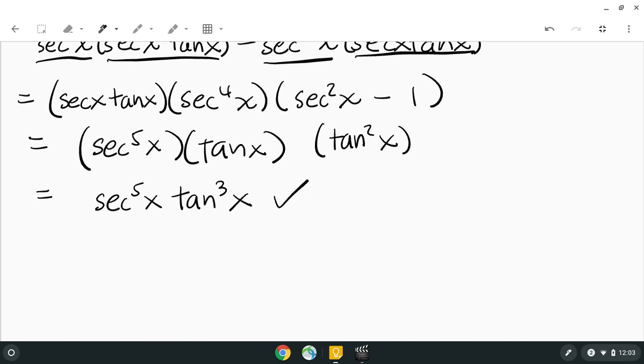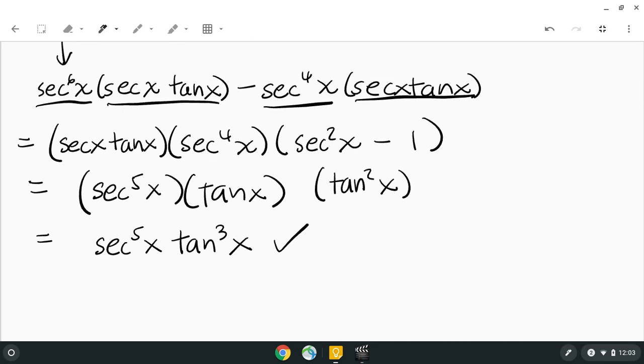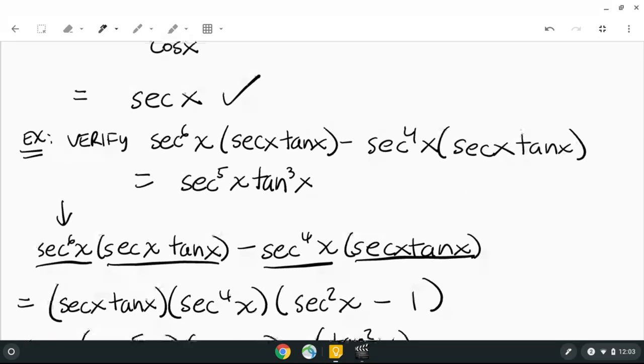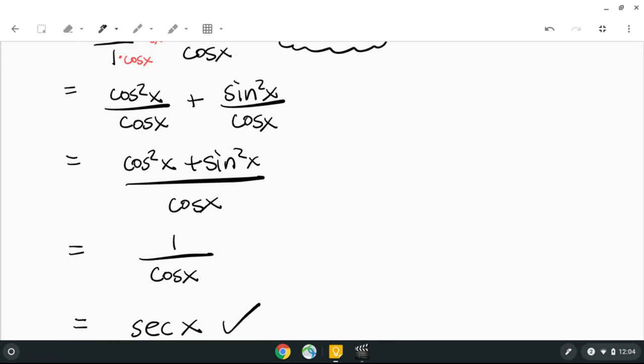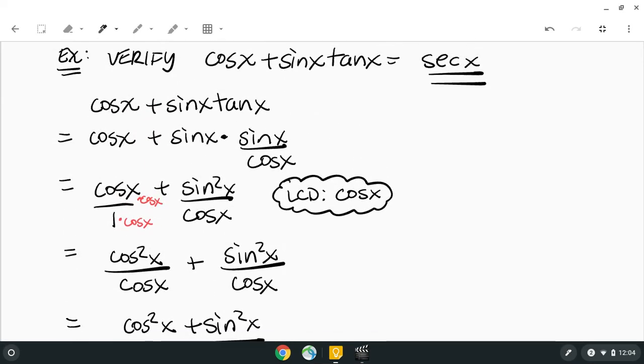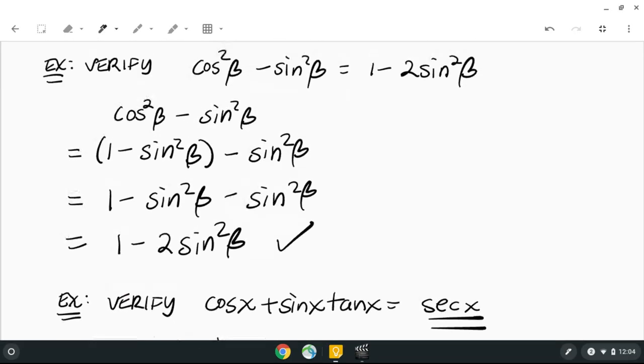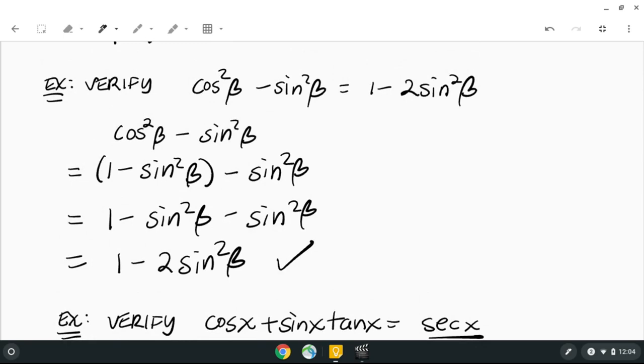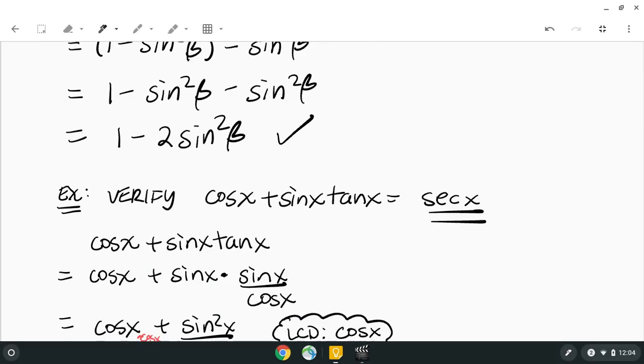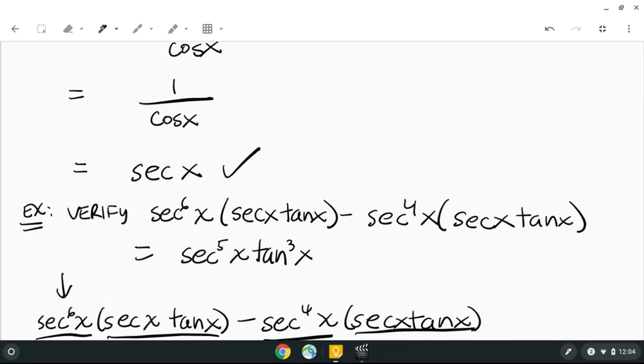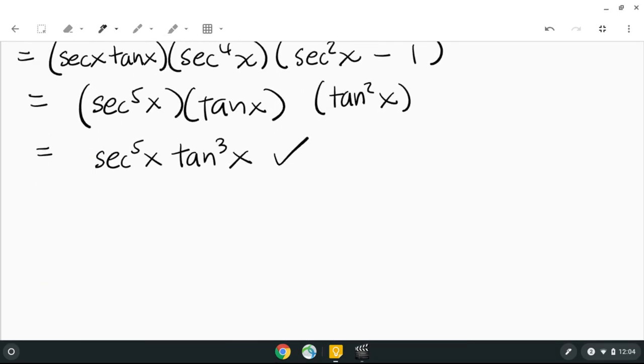All right. So to simplify, it could be factoring where you factor things out. It could be getting a common denominator to combine your fractions. It could be something as simple as looking at your Pythagorean identities. So you're going to be using everything you know to try to simplify these.